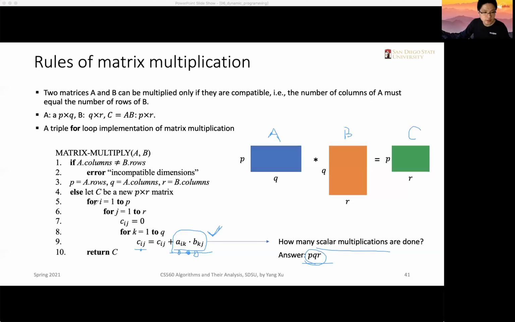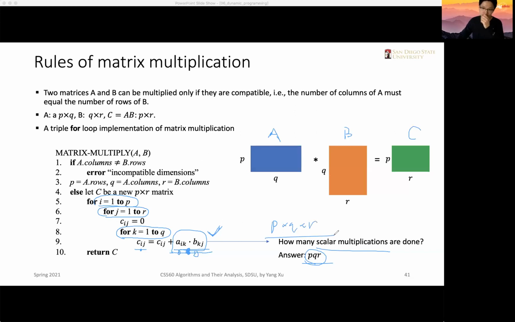If you look at the first for loop, we have I ranges from 1 to P. The outer for loop has P iterations. The middle for loop has R iterations. And the last for loop has Q iterations. When you have 3 for loops nested and the body of the innermost for loop has 1 multiplication, then the total number of multiplications is obviously P times Q times R, right?